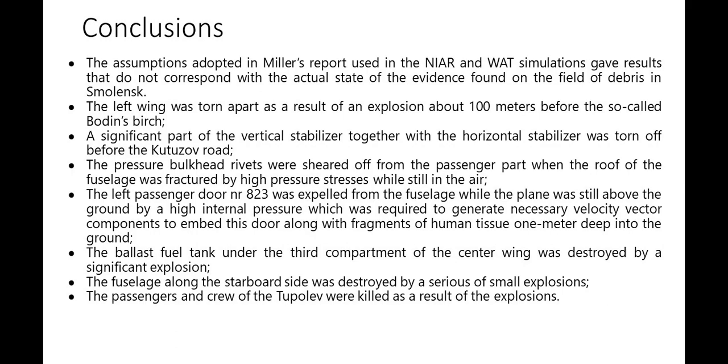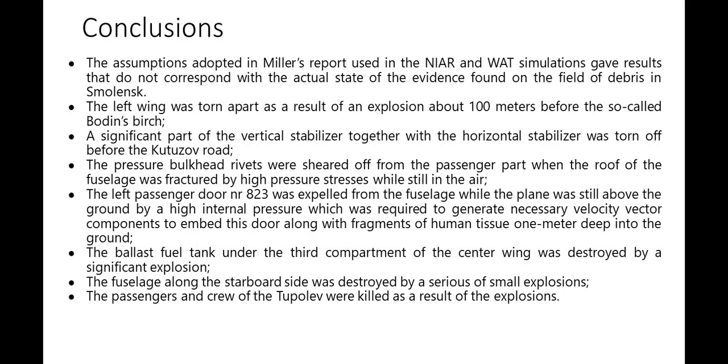Conclusions. The assumptions adopted in Miller's report used in the NIAR and VAT simulations gave results that do not correspond with the actual state of the evidence found in the field of debris in Smolensk. The left wing was torn apart as a result of an explosion about 100 meters before the so-called Baldwin's Birch. A significant part of the vertical stabilizer together with the horizontal stabilizer was torn off before the Kutuzov Road. The pressure bulkhead rivets were sheared off from the passenger part when the roof of the fuselage was fractured by high-pressure stresses while in the air.